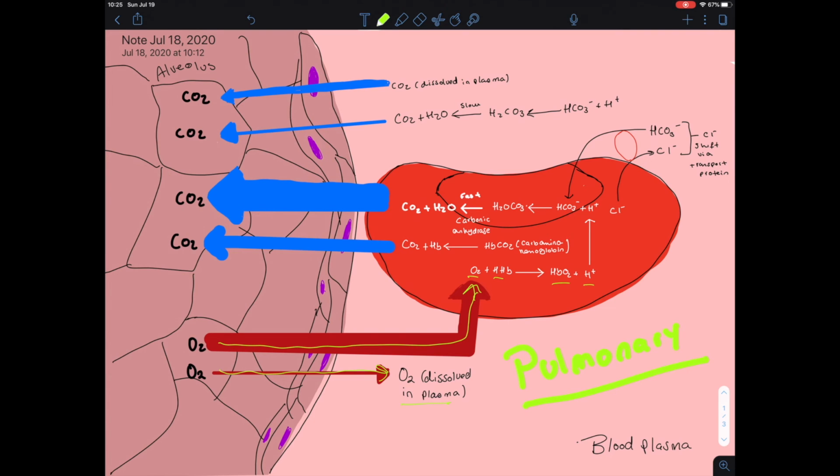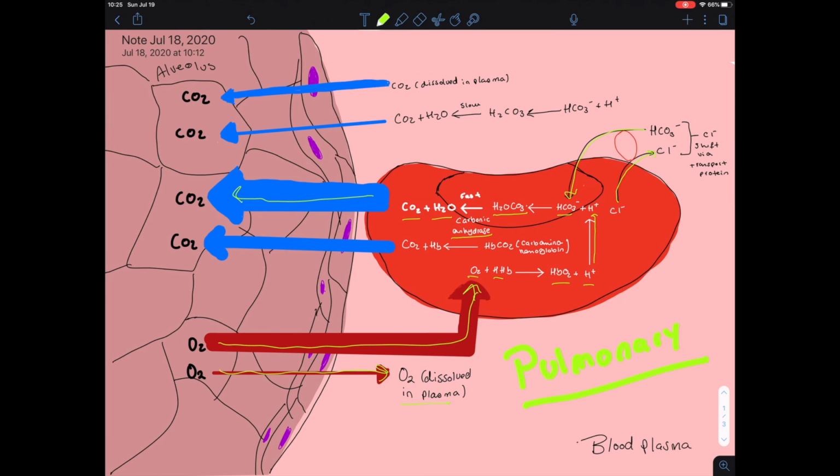and a hydrogen ion. This hydrogen ion then gets combined with the bicarbonate ion that's brought in through the antiporter, and now you see that the chloride is actually going out into the blood plasma through the chloride shift. Once these two combine, we get carbonic acid, and because of carbonic anhydrase, this reaction goes very fast, and we get water and CO2. The CO2 gets diffused from the erythrocyte to the alveolus.